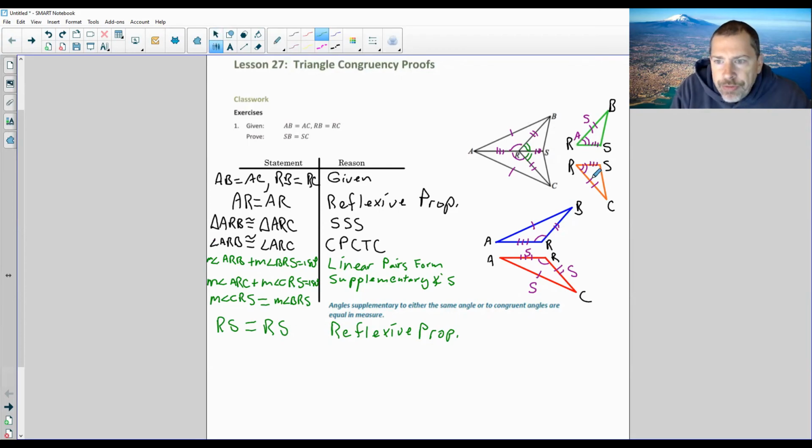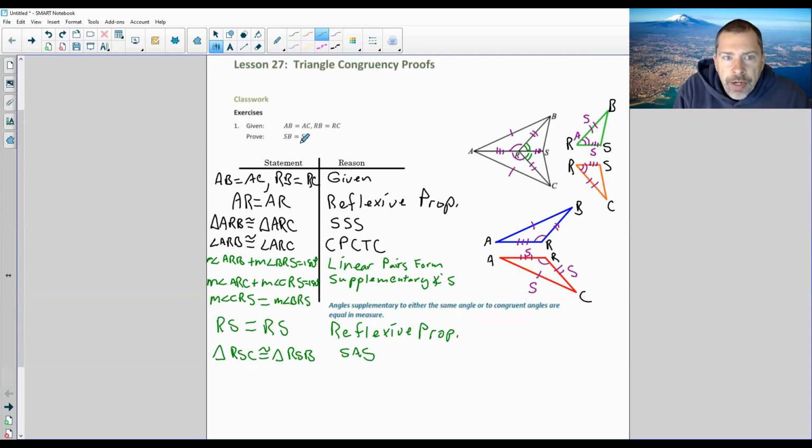So now we have two triangles congruent. So now I can say triangle RSC is congruent to triangle RSB. Reason, I didn't put my little label here, that's an S. Side, included angle, side, so that is SAS.